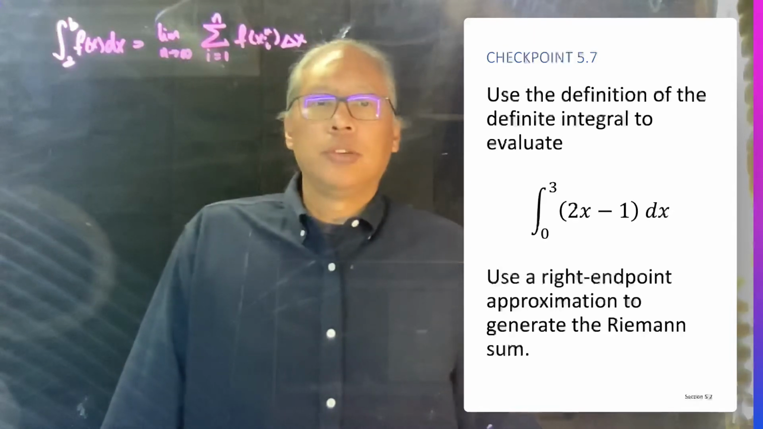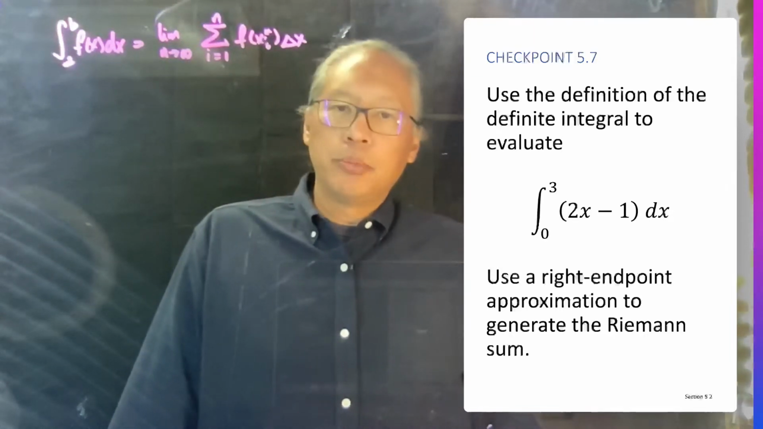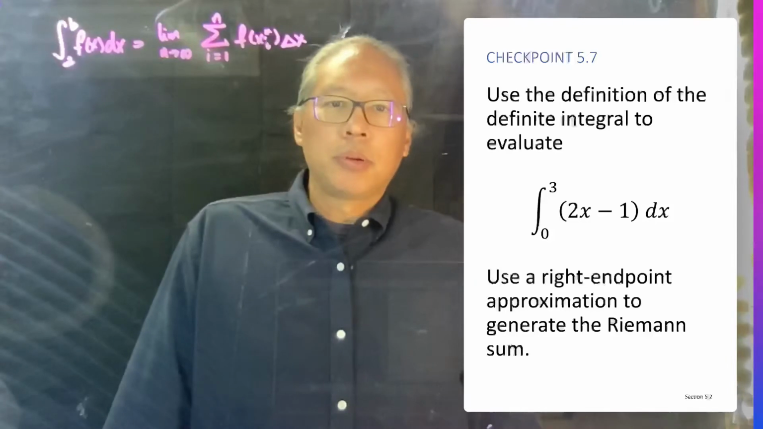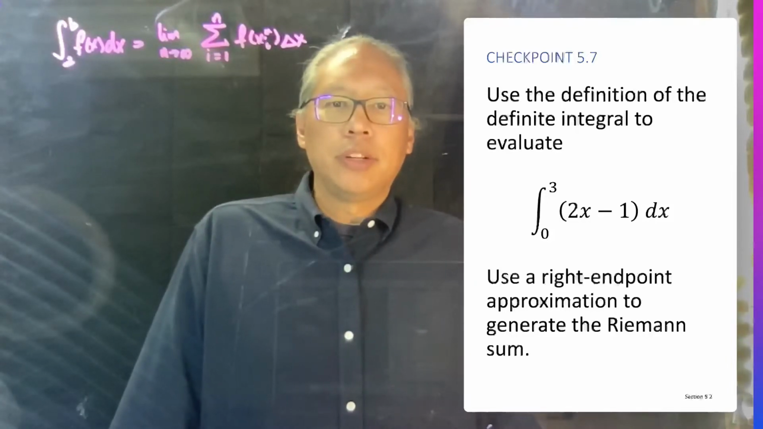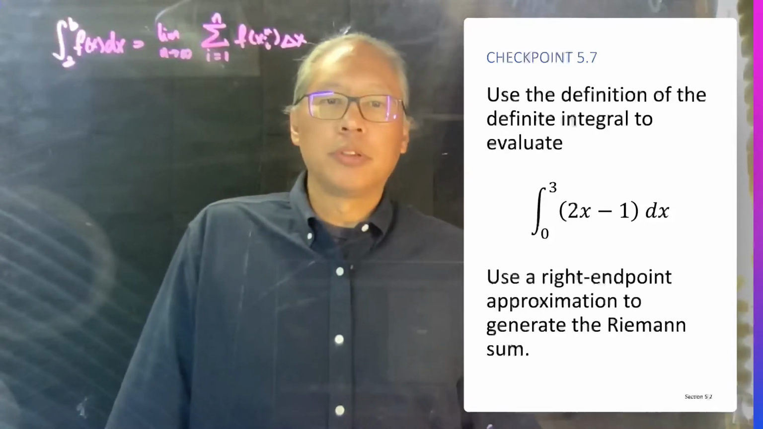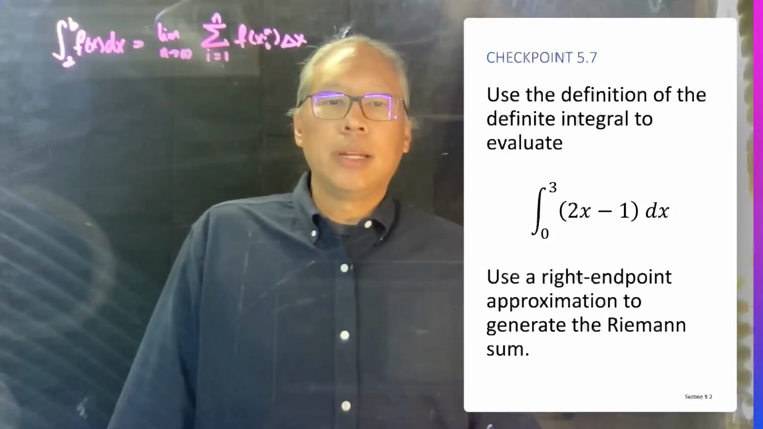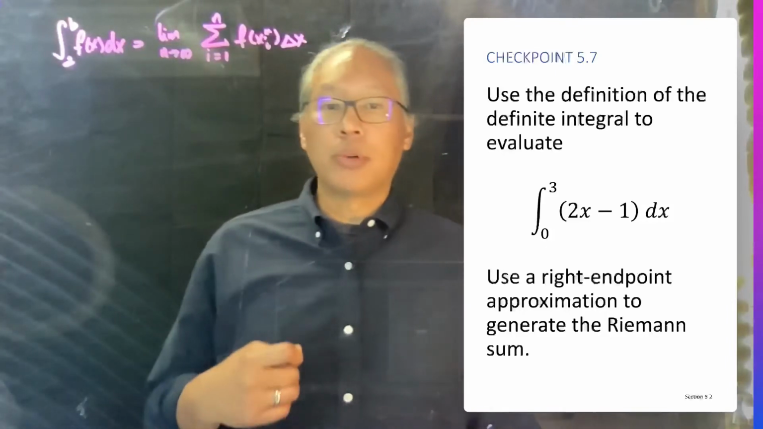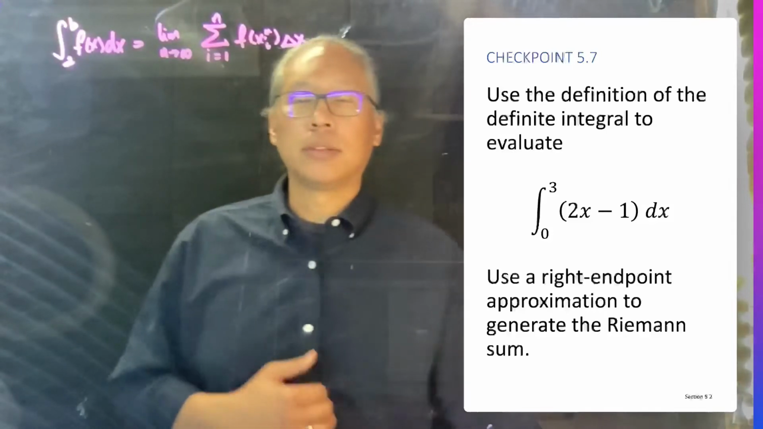Hello, this is checkpoint 5.7 from section 5.2. In this problem, they want us to use the definition of the definite integral to evaluate the integral from 0 to 3 of 2x minus 1 dx. They want us to use the right endpoint approximation to generate our Riemann sum.